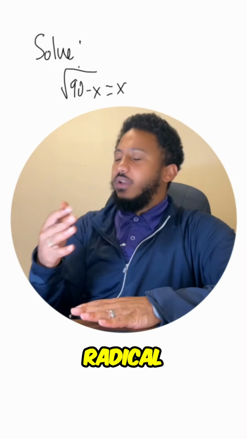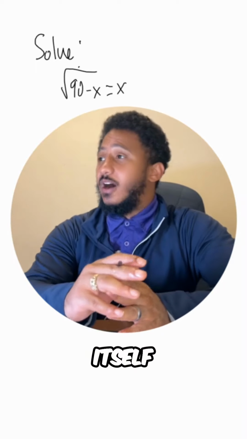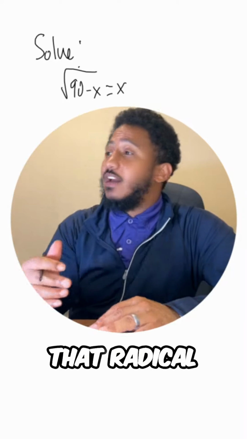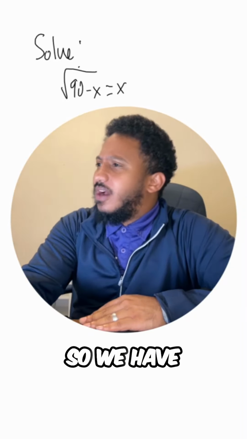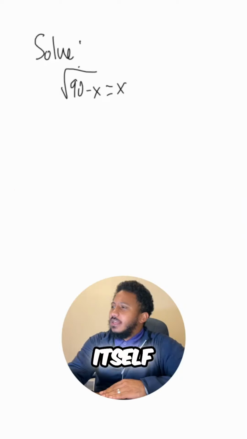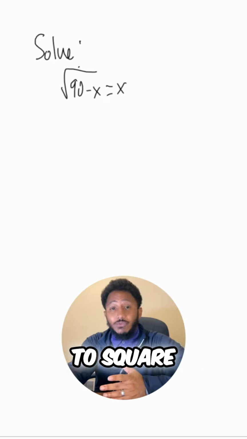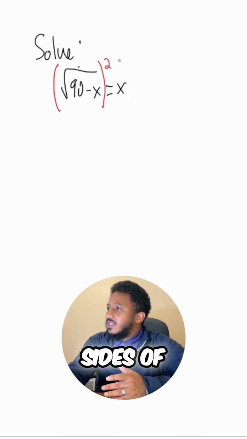So in solving radical equations, our goal is to get the radical on a side by itself so that we can raise both sides to some power to get rid of that radical. Like here, we have the radical on a side by itself, right? So we have the square root on a side by itself. And so now we get rid of that radical by raising both sides to its power. So we square both sides of the equation, okay? Square both sides of the equation.